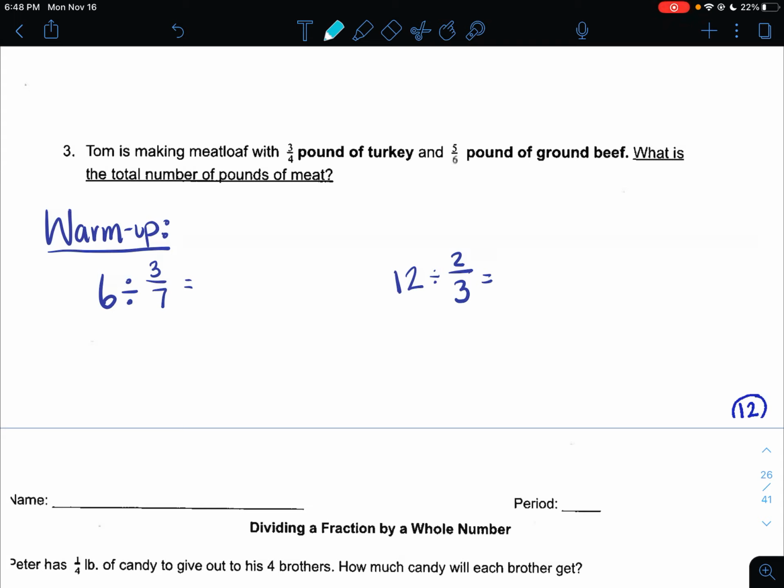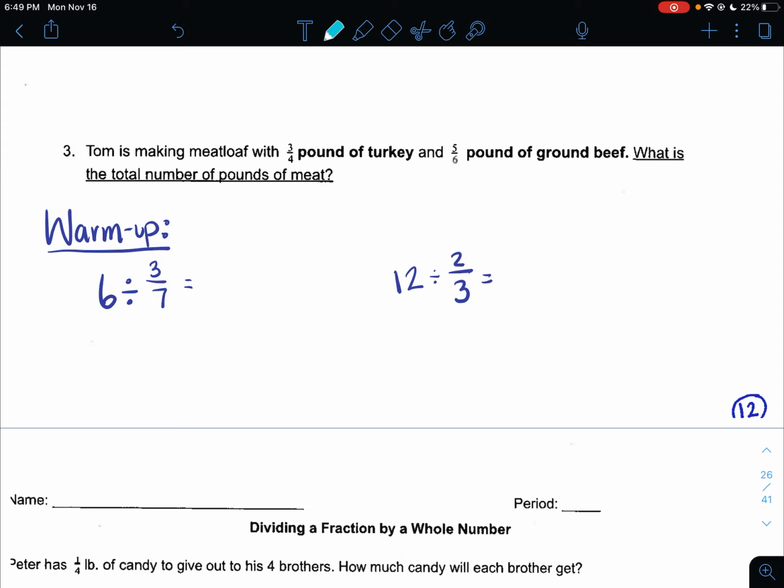So here is your warm-up for today. I would like you to do 6 divided by 3/7 and 12 divided by 2/3. So just do it anywhere on paper that you have in front of you. So pause the video, and when you come back, I will go over it for you.